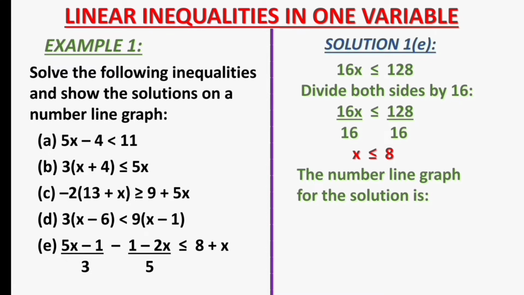The number line graph for the solution is as follows. The number line graph to the solution of the inequality, which is x ≤ 8, involves a colored or shaded ring on the point 8 and an arrow pointing to the left on the x line. Please take note of all the solutions to the linear inequalities in one variable in example 1.